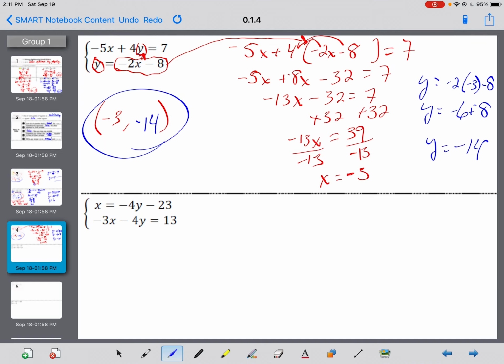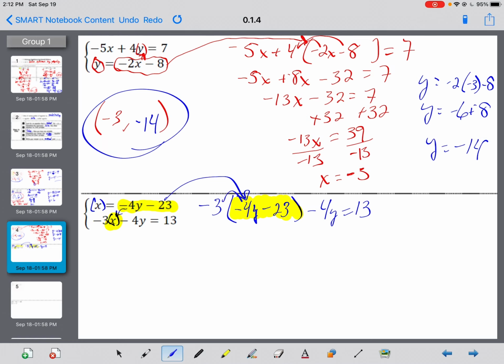Okay, here we go. First equation is solved for a variable, so I'm going to plug that in right there. -3 times, and then I got -4y equals 13. Okay, so all I'm doing is I'm taking this piece, and then right in here, I'm going to substitute, and it's equal to this whole thing. So I'm going to take -4y minus 23, and I'm going to just plop it in right there.